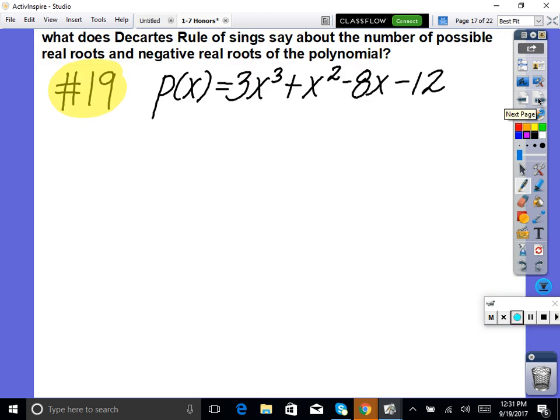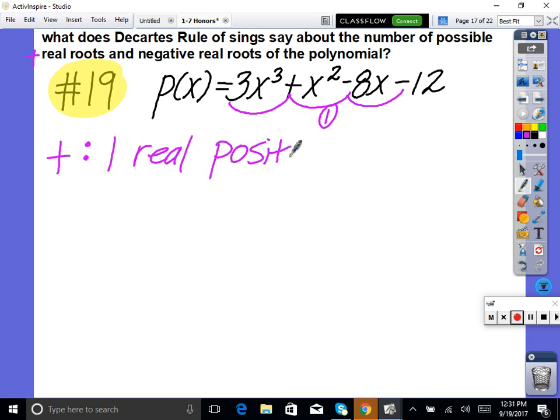Okay, go to number 19. What does Descartes' rule of signs say about the number of possible positive real roots and the negative real roots? So let's hurry and list out how many possible positive real roots this polynomial will have for sure. So we're going to test the sign changes, or count them. Positive to positive, nope. Positive to negative. And then negative to negative. So we know for a fact this has one real positive root.